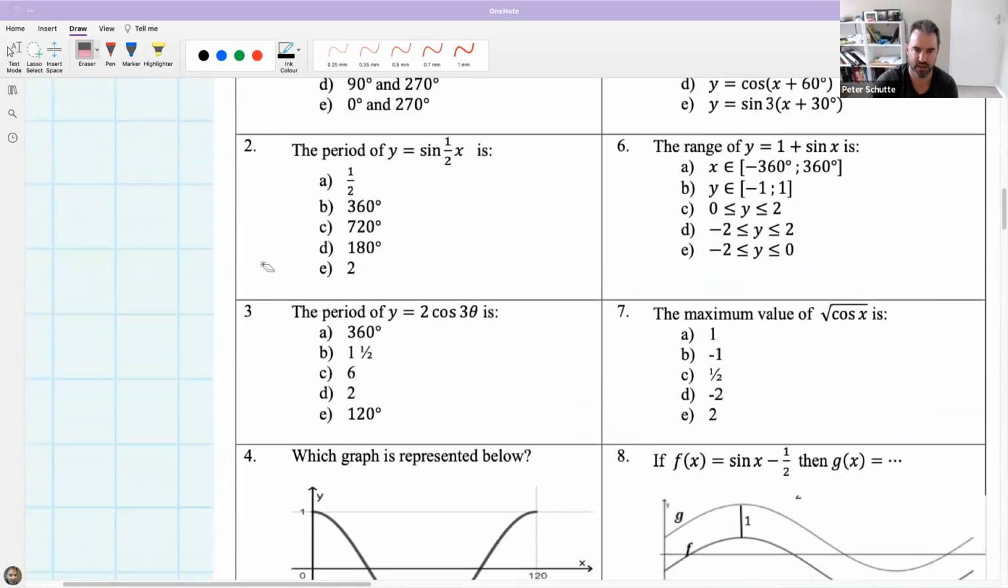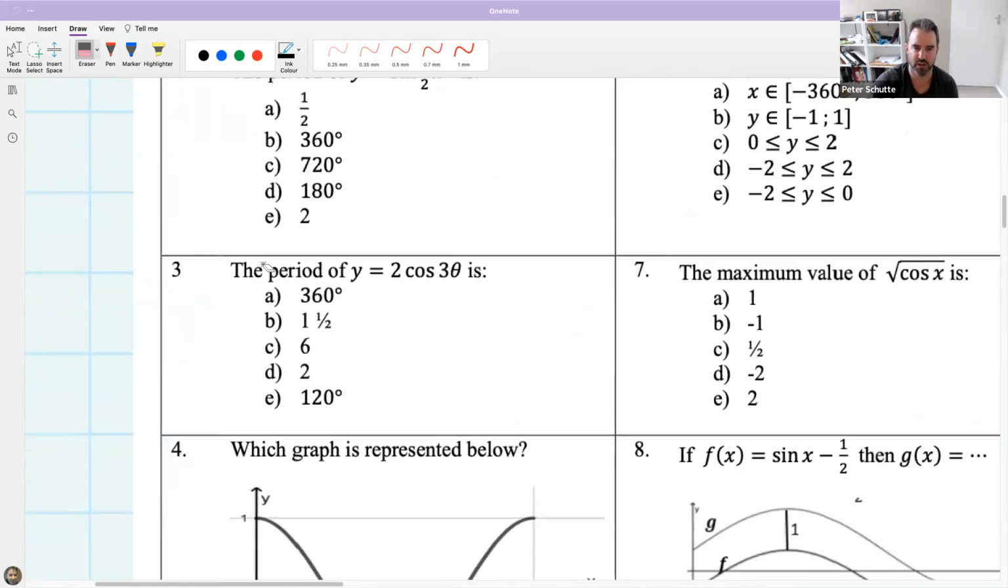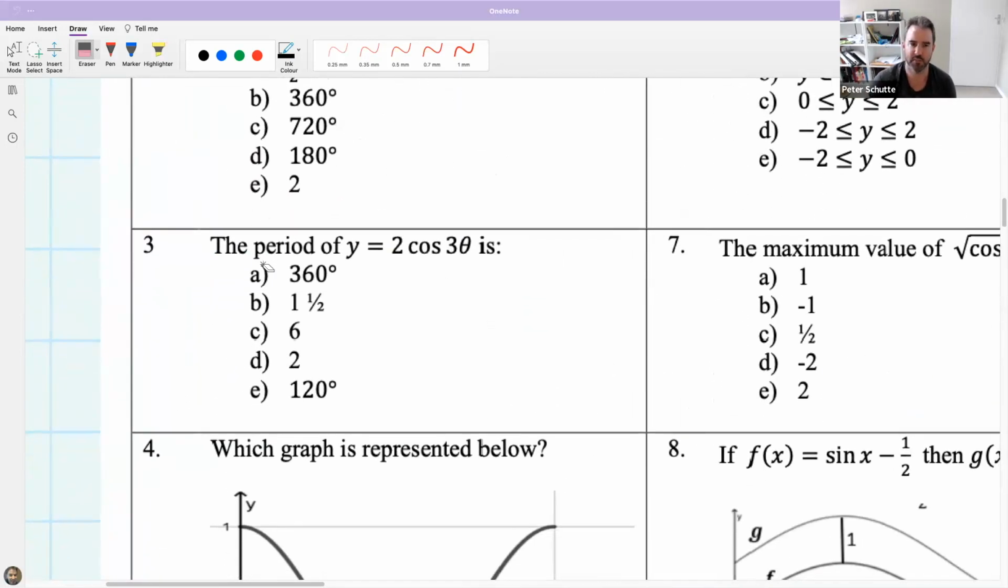Okay, let's do question 3. So for trig graphs, we're going to do number 3. What is the period of 2 cos 3 theta? What is the period of that graph? Is it A, B, C, D, or E? Which answer do you think is correct?